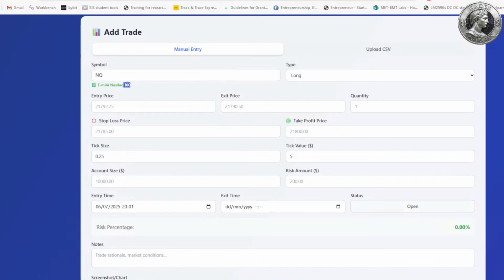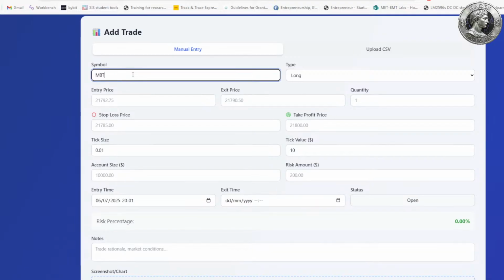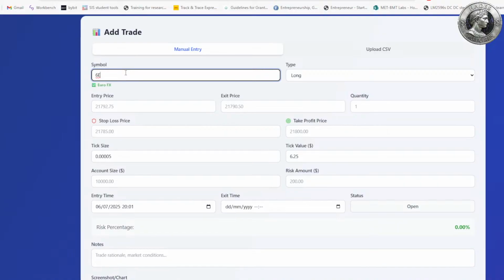Let's say I'm gonna use NQ or MNQ. You see it's directly detecting this. CL, crude oil, MBT. Does it have Bitcoin? BTC? No. I thought it included it. 6E, Euro FX. I added everything from Tradeway, but it's weird that it doesn't have the Bitcoin one.